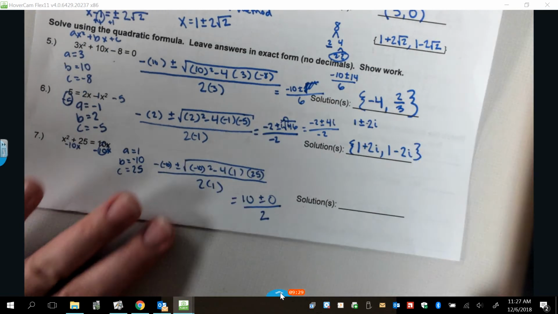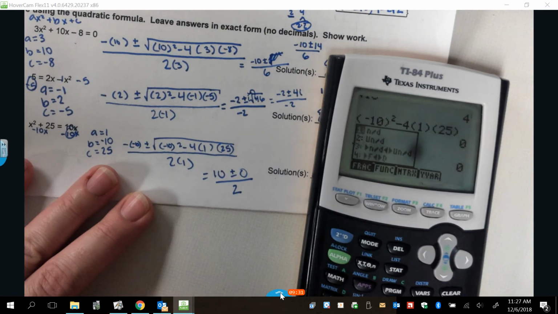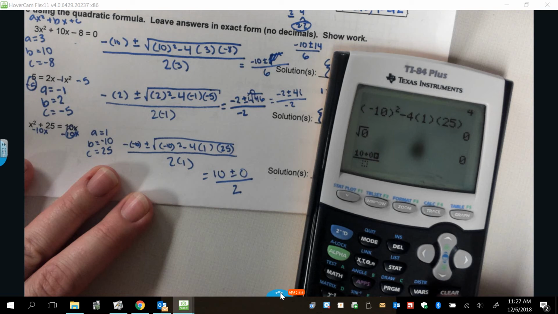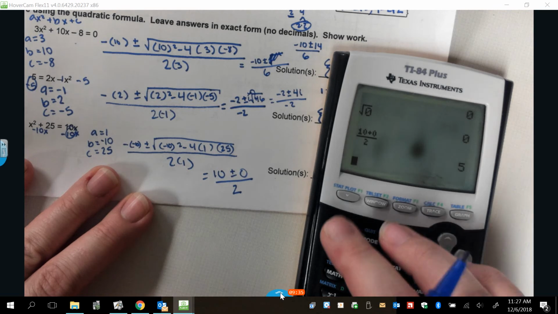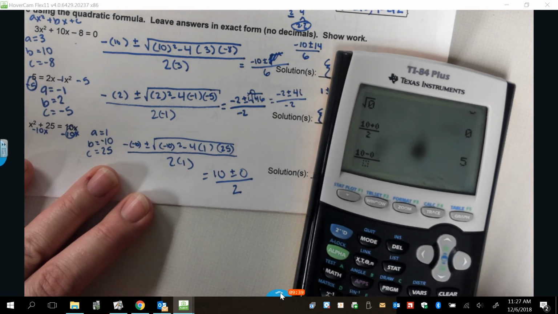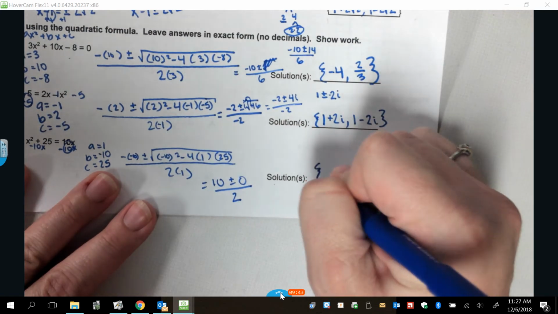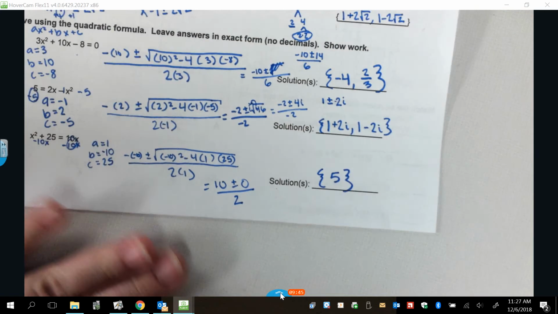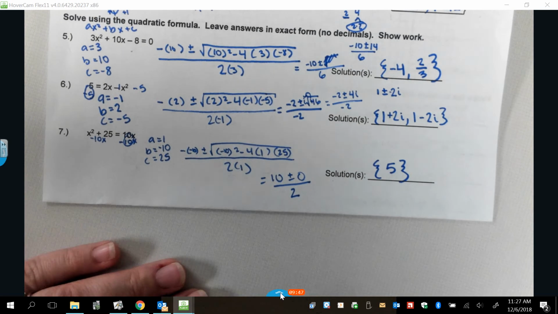Okay, so if you needed, you could type this in the calculator. 10 plus 0 over 2, and then 10 minus 0 over 2. And they both give you 5, which means there's only one solution at 5. And that could have definitely been a calculator problem for sure.